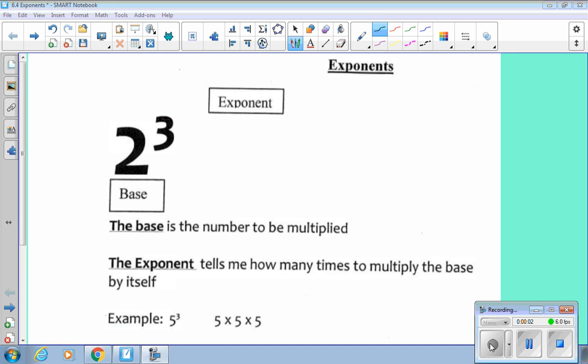Alright, this is your first video lesson, and this is the first SOL you are learning as a 6th grader at Thornbury Middle School. And this is SOL 6.4, and it's exponents, perfect squares, and powers of 10.